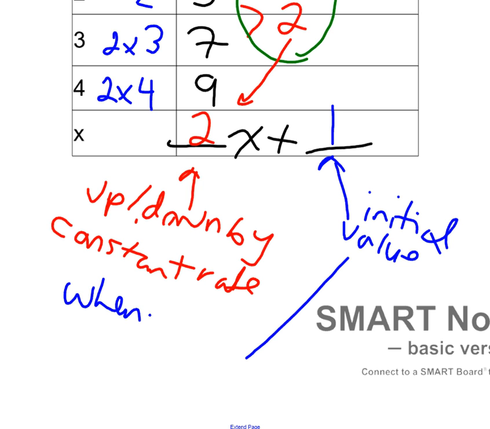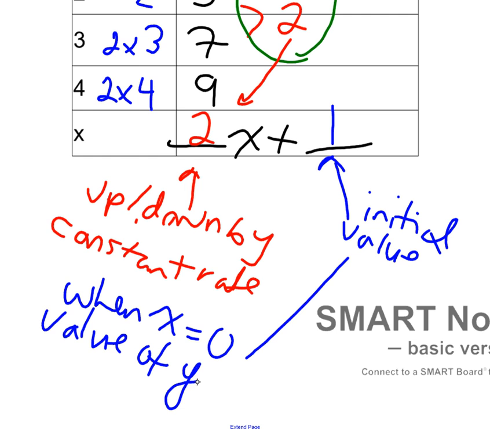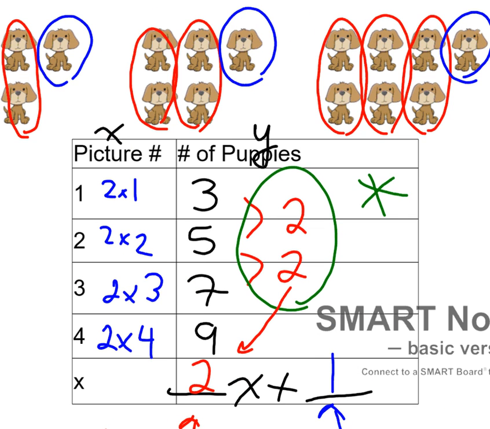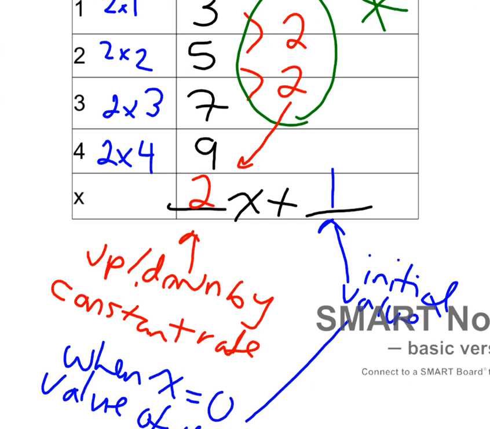x is 0, it's the value of y. So it's the value of y when x is 0. So we see it here in what I circled in blue. Another way to find that is to go backwards in your table. 4, 3, 2, 1. The initial value would actually be as if x was 0. 4, 3, 2, 1, 0. That's your initial value. 9, 7, 5, 3, 1. That point, 0, 1, represents your initial value, the 1.